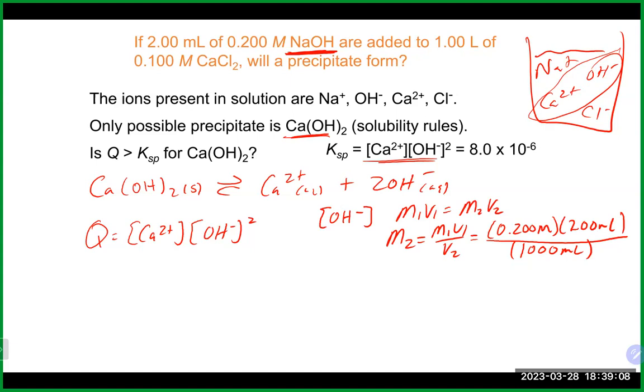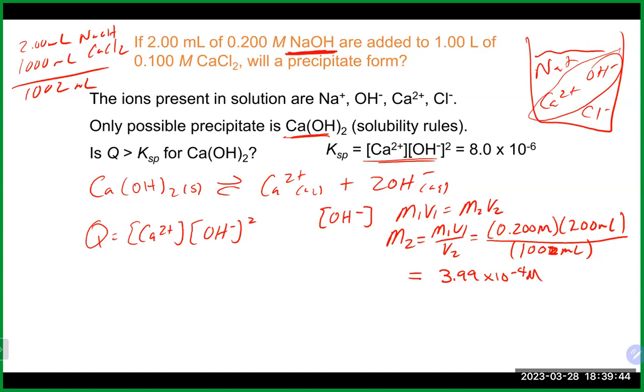divided by, well, 1,000 would be incorrect, because the total volume here would be 1,002 in this case. The total volume is 2 milliliters for the sodium hydroxide and 1,000 milliliters for our calcium chloride, which gives us 1,002 milliliters. So that is where the 1,002 comes from. Putting in the right number there is going to give us a concentration of hydroxide of basically 3.99 times 10 to the minus 4 molar. That would be the concentration of hydroxide in the mixture together.